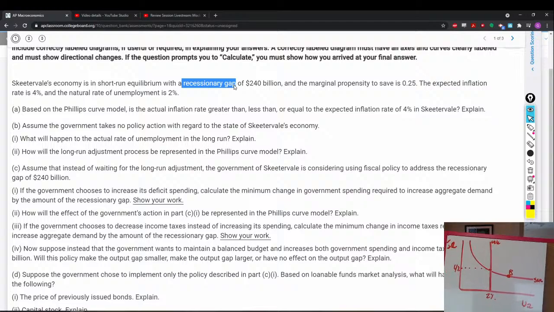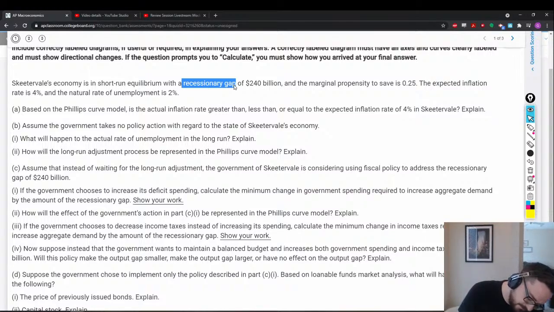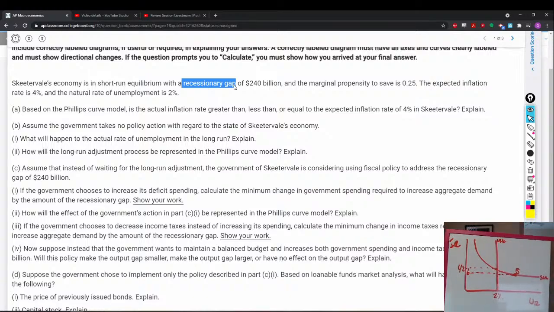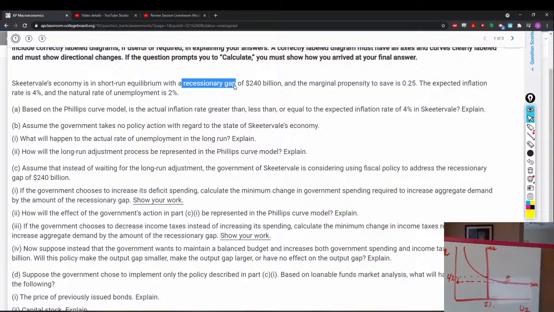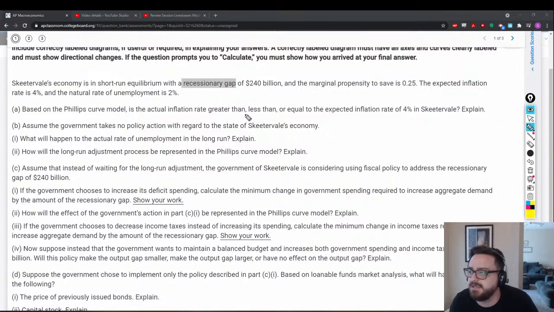Well, if I'm at point B, it sure does look like I would have less inflation than expected, right? Because based on how the short-run Phillips curve works, if I have a higher unemployment rate when I'm in a recession, I would have lower inflation. So the answer to this, and this is my best guess, is that it is less than. Oh god, that's the biggest circle that's ever been drawn. There we go.